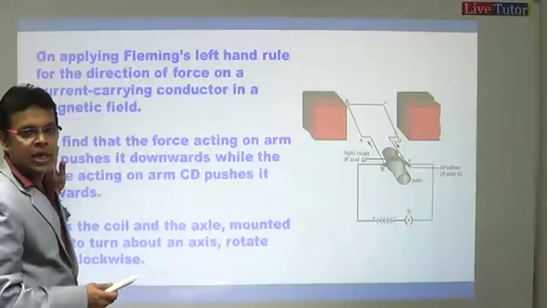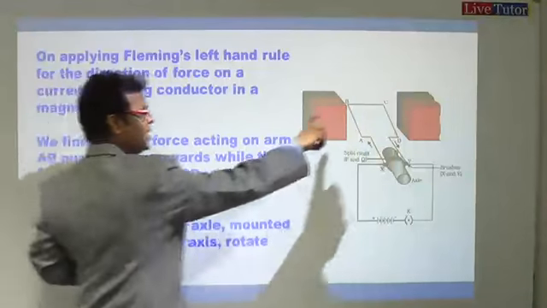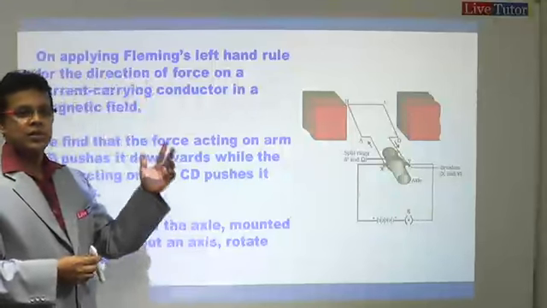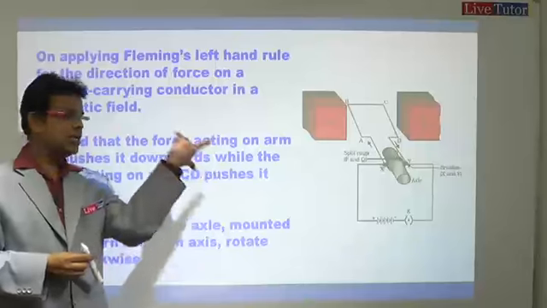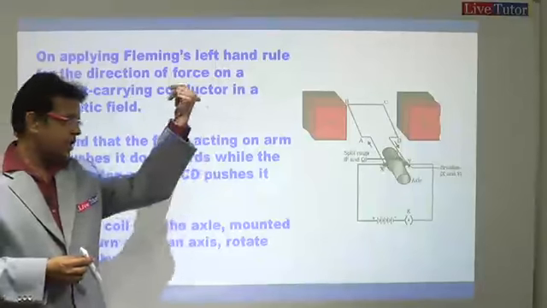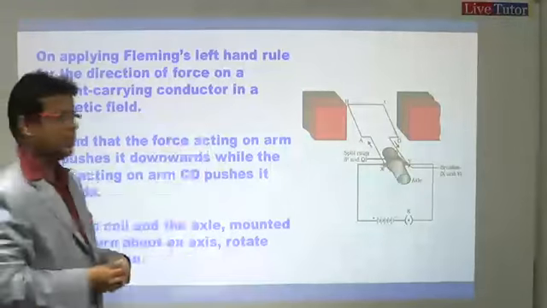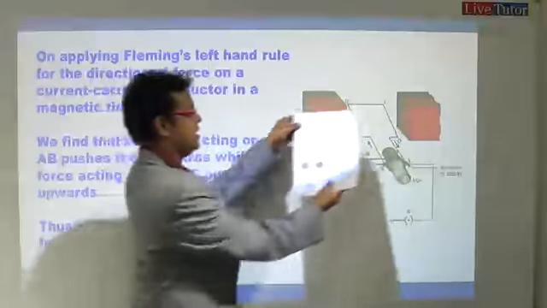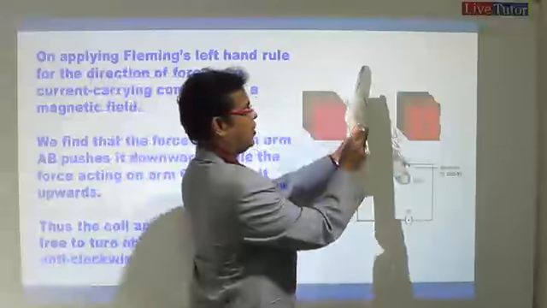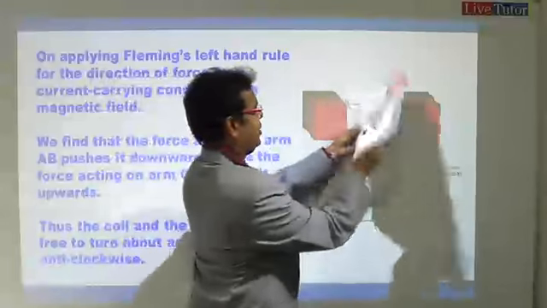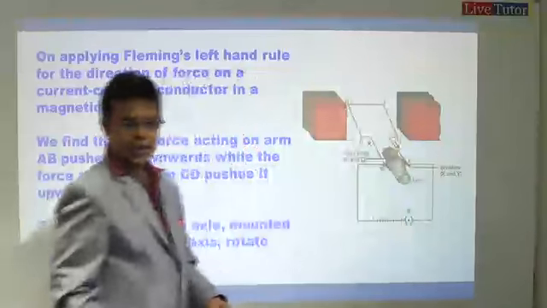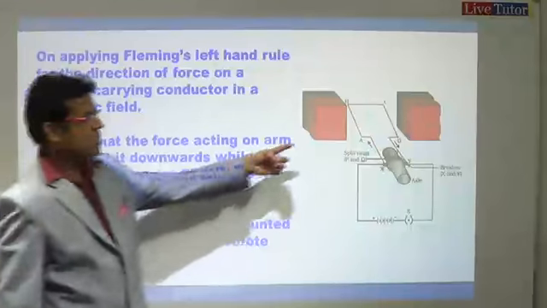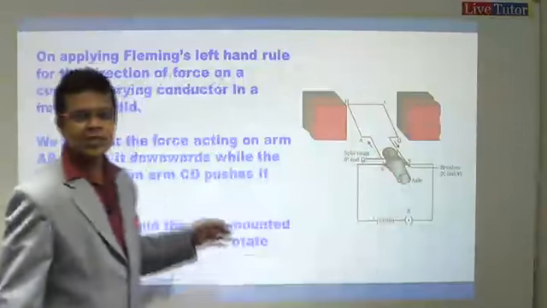So what will happen? A force will act on this AB which is pushing downward. Are you able to get that point? Yes? If you keep like this you can see. So that the arm AB will be pushed down and arm CD will come up. Like this. You can keep the book like this and check that. So that it will rotate like this. Okay? From here it will rotate like this. Understand? Right? Now, since the coil is attached to an axle, the axle is free to rotate.